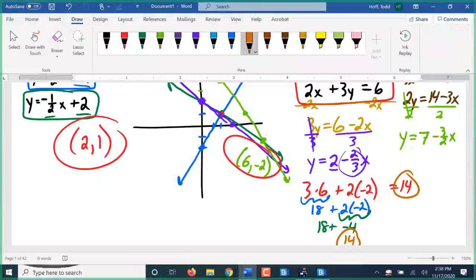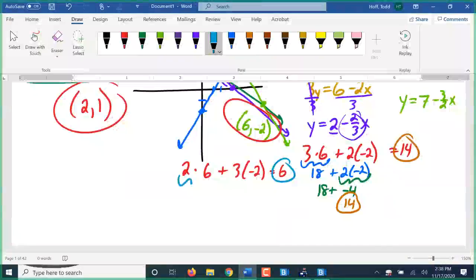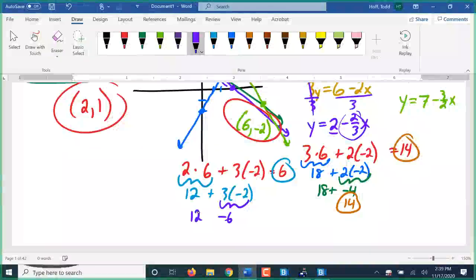2x plus 3y. So that's 2 times 6 plus 3 times negative 2 equals 6. Again, we do the order of operations. On the right side, there's nothing to combine, so it's just going to stay 6. On the left side, we have to multiply first. We're going to go left to right. 2 times 6 is 12. 3 times negative 2 is a negative 6. And 12 plus negative 6 is 6. So we do get 6 on both sides.